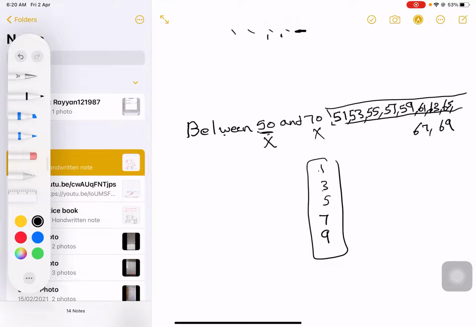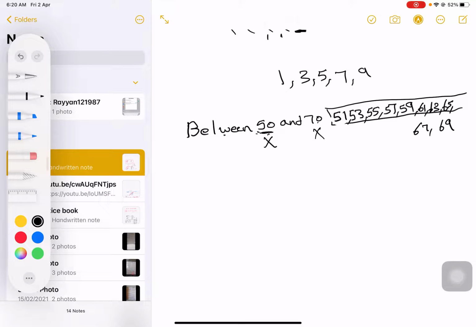All these numbers are odd numbers that they are between 50 and 70. Why I stopped? Because 69, what comes after 69? 70. So I will not say 70. 70 is an even number because it has 0 in the ones place. So this is the solving of the first line. Now let's go. 1, 3, 5, 7, 9.